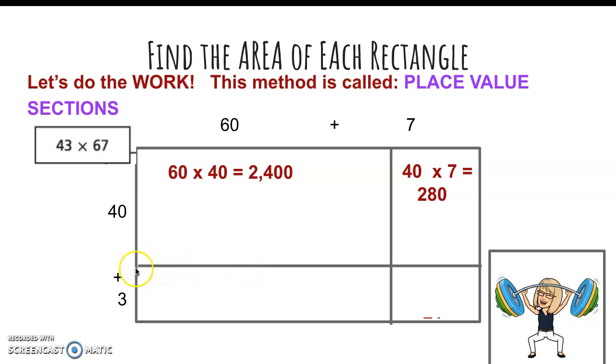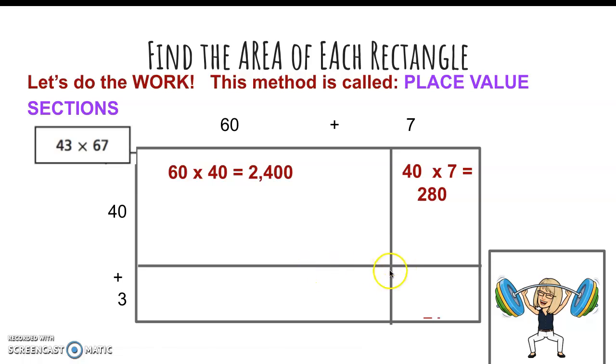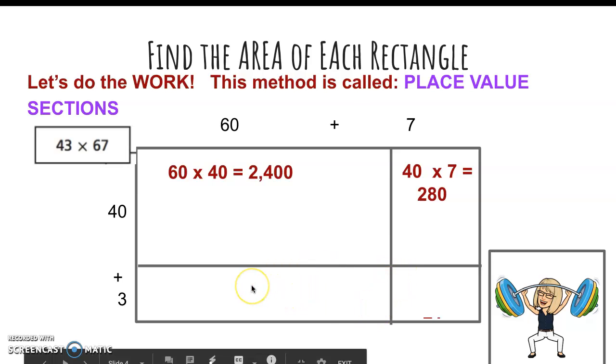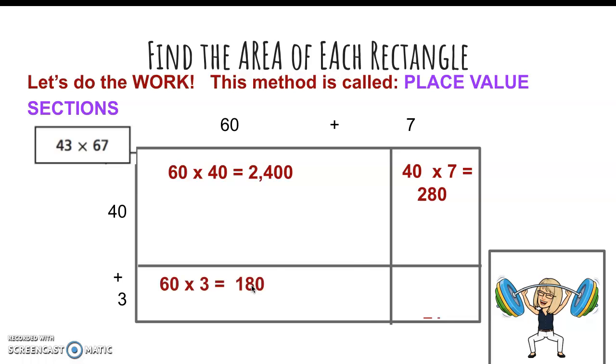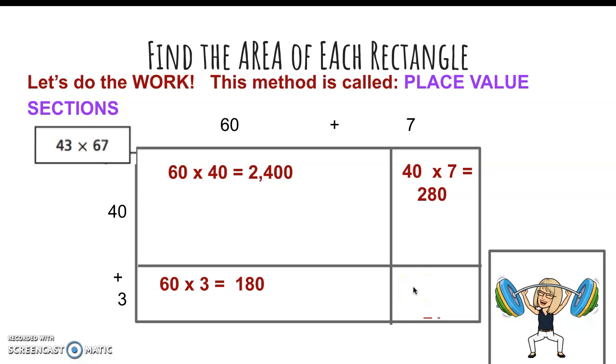What do you think we're going to do next? We could do either one, but let's do this one. We're going to go across 60 and then up and down 3. So the area of this rectangle would be 60 times 3, or 180. Next, find the area of this. It's the last rectangle, just 7 times 3, 21.